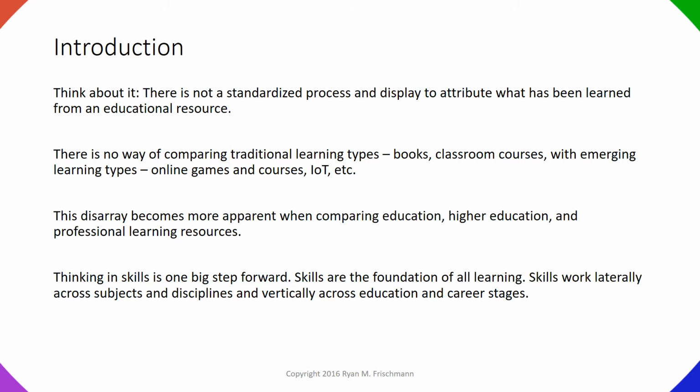There's no way of comparing learning types now. If you think about it, traditional learning types like books, classroom courses, and so forth, how do you compare them with the new emerging types like games, online, and Internet of Things? In addition, it gets kind of hard to talk about comparing learning resources in education, higher education, and professional learning.